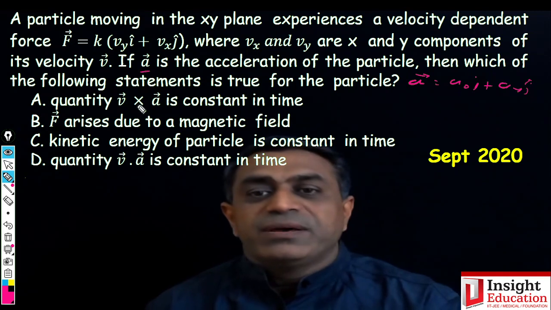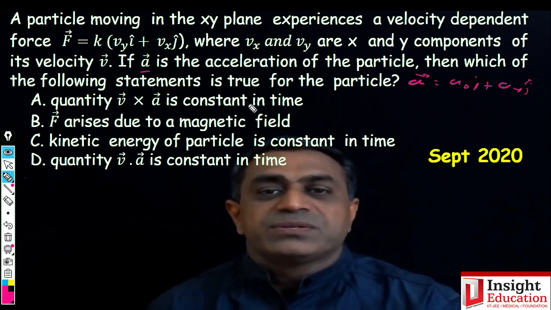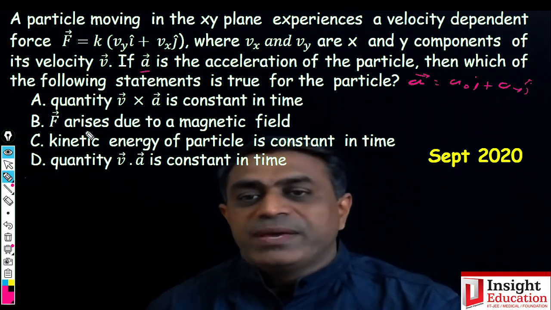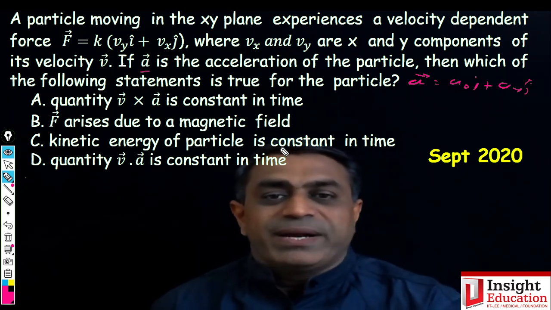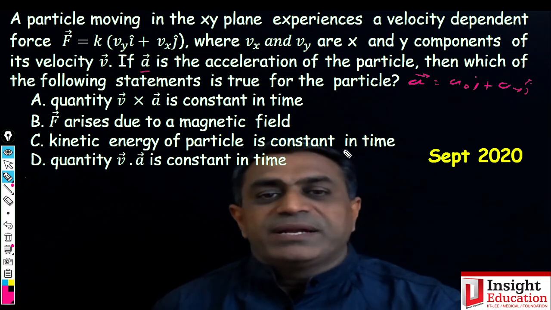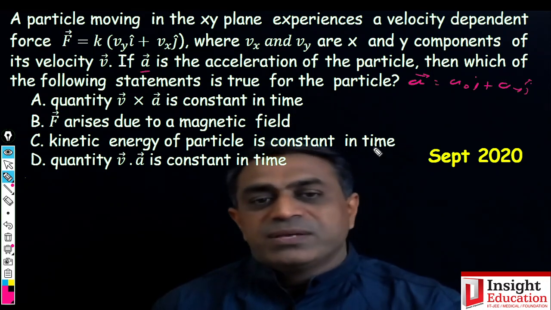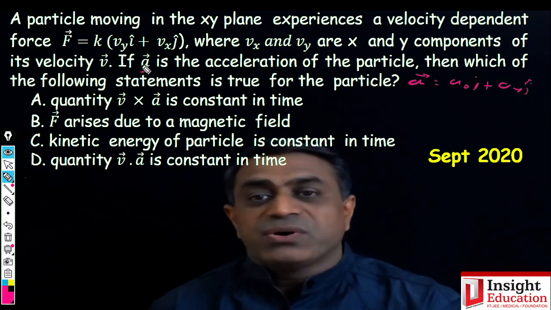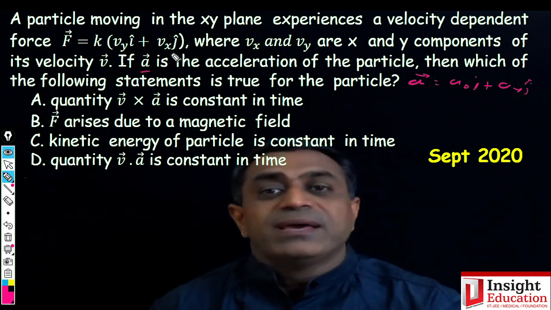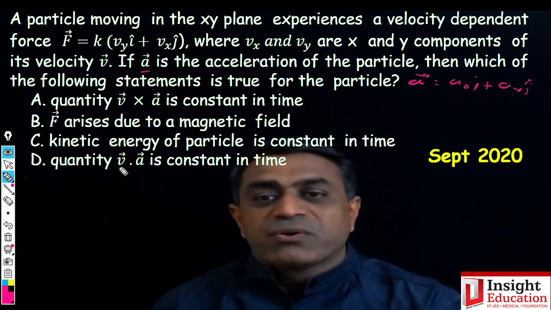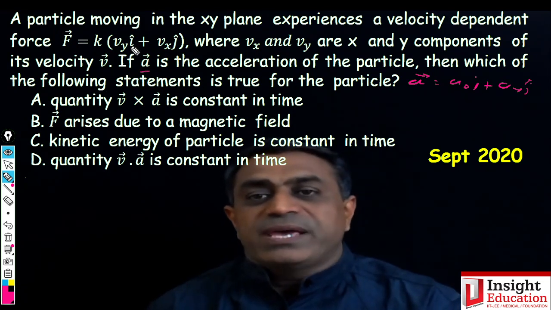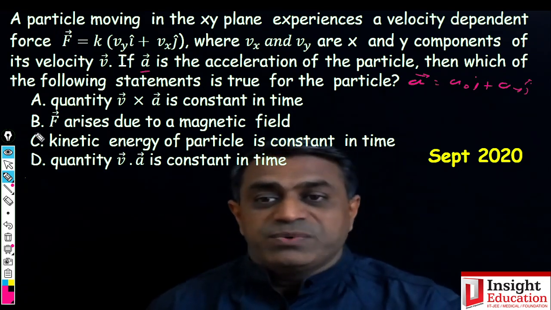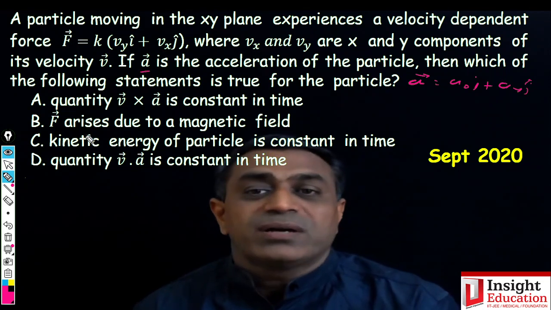The quantity V cross A is constant in time. F arises due to magnetic field. Kinetic energy of the particle is constant. So kinetic energy is 1/2 mv square. So m is constant. Is velocity constant? No. Velocity x and y are variable. So that is not correct. Quantity V dot A. So if acceleration Ax, Vx, Ay, we can't say anything. It means C and D both are not possible.